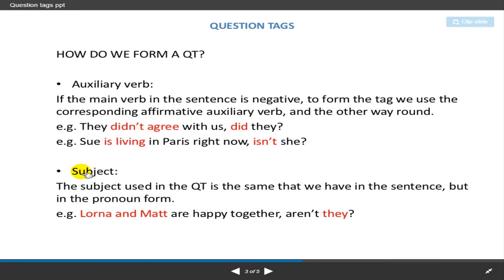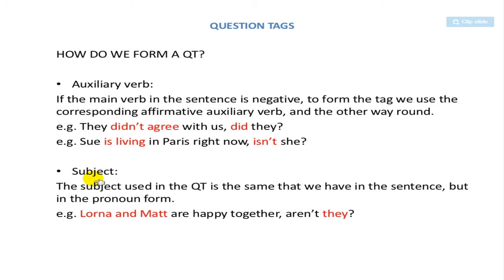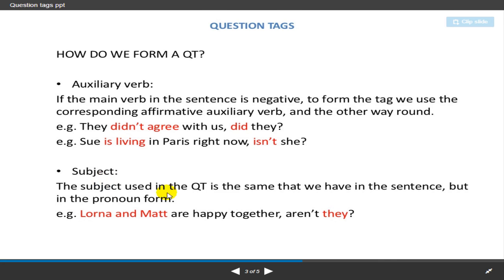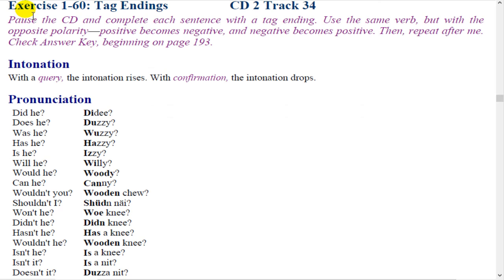Subject. The subject used in the question tag is the same as in the sentence, but in pronoun form. Lorna and Matt are happy together, aren't they? Here Lorna and Matt means they, and the verb are becomes negative, aren't, and then they. So, aren't they?